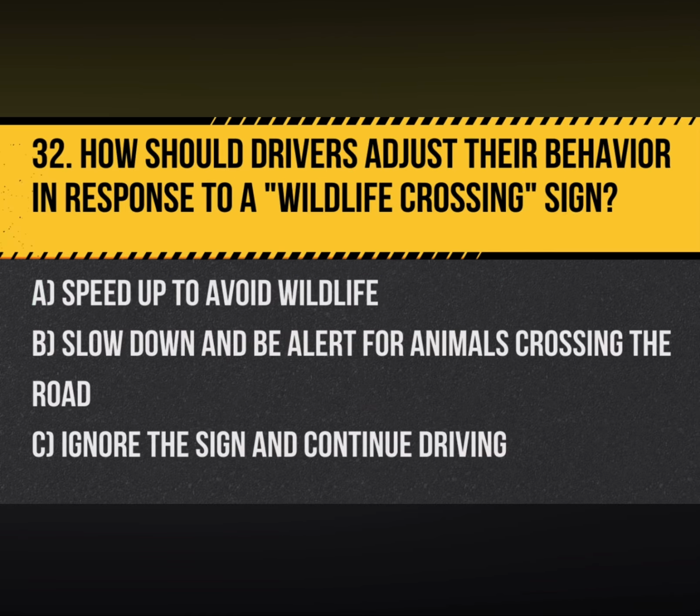Question 32. How should drivers adjust their behavior in response to a wildlife crossing sign? A. Speed up to avoid wildlife. B. Slow down and be alert for animals crossing the road. C. Ignore the sign and continue driving.